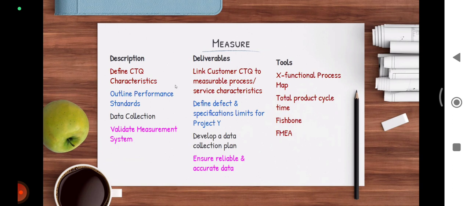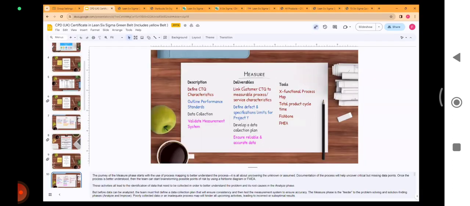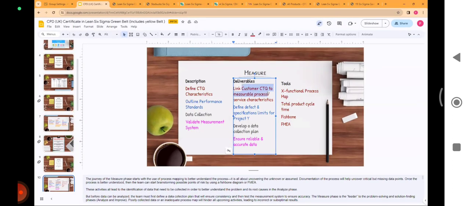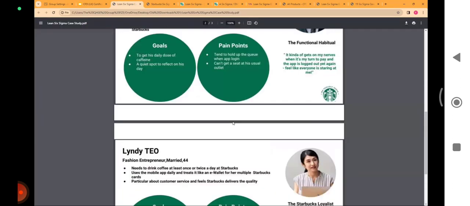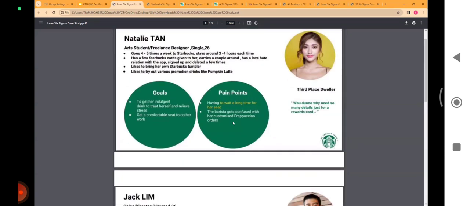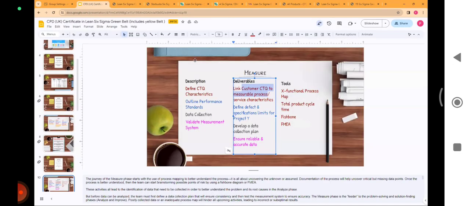So in the measurement phase now, first thing is to define the critical to quality characteristics. What you're trying to do here is to link the customer critical to quality to a measurable process. Okay, and what exactly is happening here? When we say link what the customer wants to a measurable process, if you look at this simple example at Starbucks, okay, we can go back to this lady here with a very difficult name to pronounce, Natalia, maybe, I don't know. Okay, so what are we trying to do here? We want to link the customer critical to a measurable process.